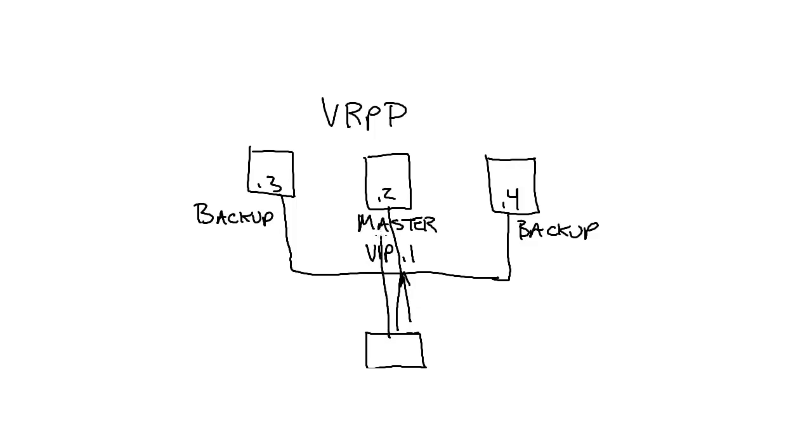Dot 2 will answer to the virtual IP address, and if it were to fail, then a backup device would take over. In this example, that would be the dot 3 device. And if the dot 3 system failed, then the final backup system, dot 4, would take over.